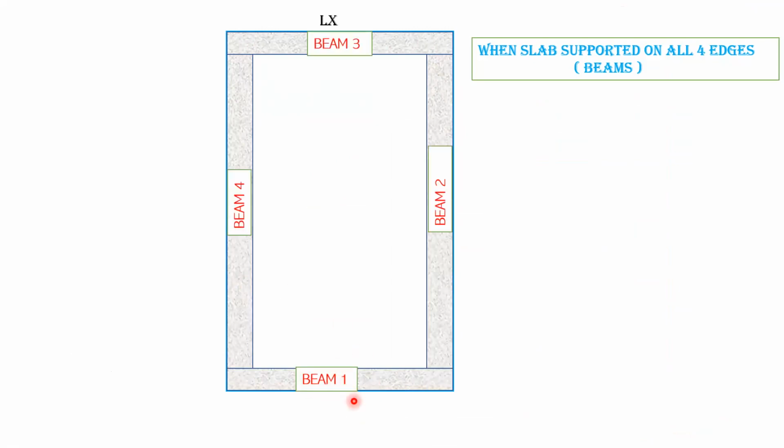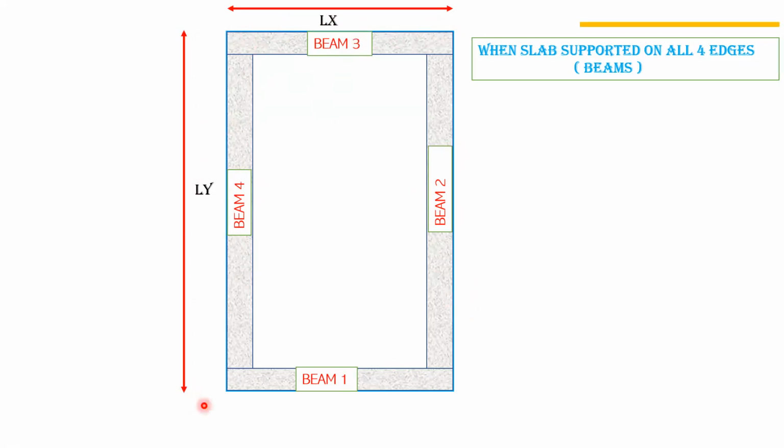This is my beam 1, this is my beam 2, this is my beam 3, and this is my beam 4. Let us say this is my LX direction, the shorter direction, and this is my LY direction, the longer direction. By looking at the slab it's understood which is shorter and which is longer. So now what will happen? This slab is going to bend in which direction? Always when the slab is supported on all four edges, the slab is going to bend along the shorter span.